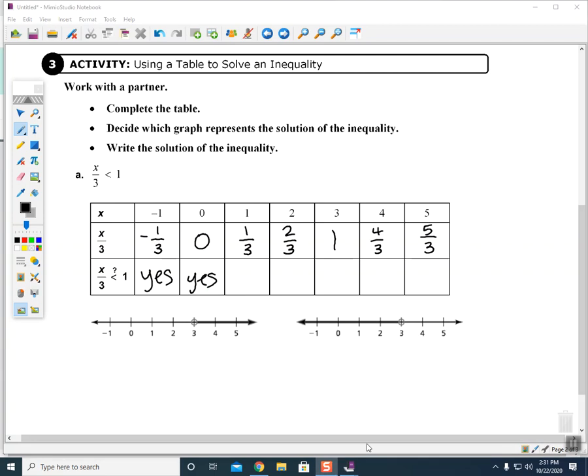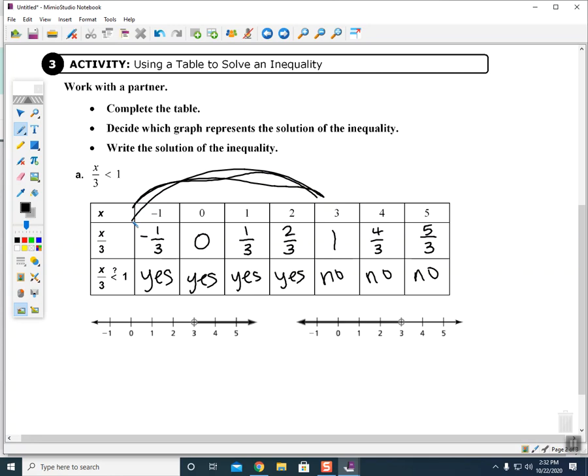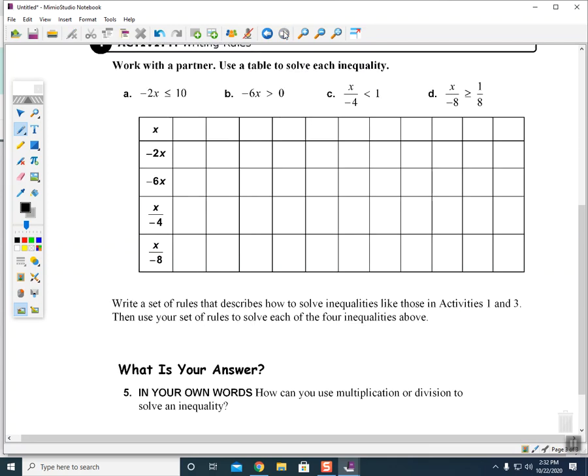This one I would look at, is 1/3 less than 1? Yes, this one is also less than 1. This is less than 1. Is 1 less than 1? No. So this is where it starts becoming no. It's at this point. So then I look at, well, where is this true? Well, it's true in all values less than 3, right? So which one says x is less than 3? This one over here. X is less than 3.